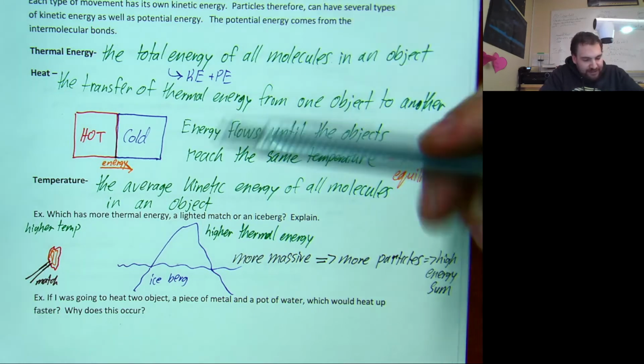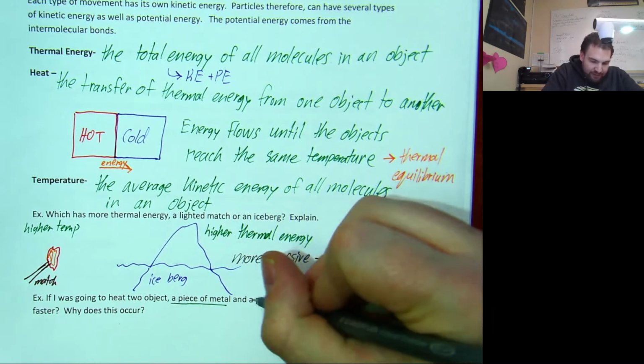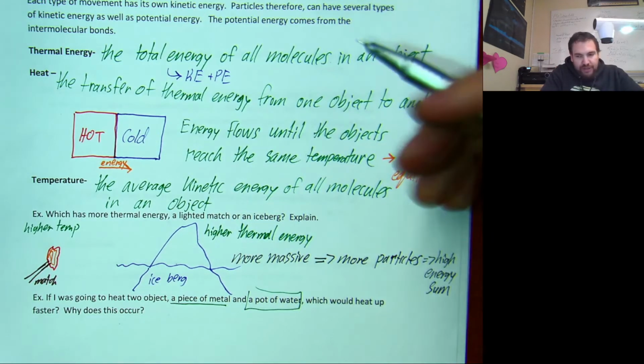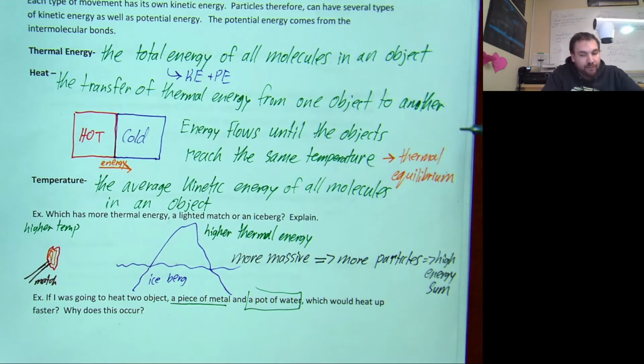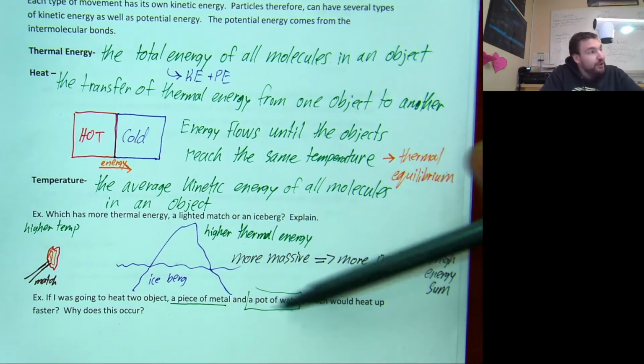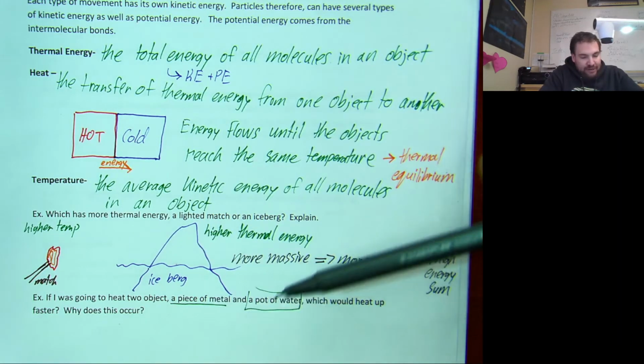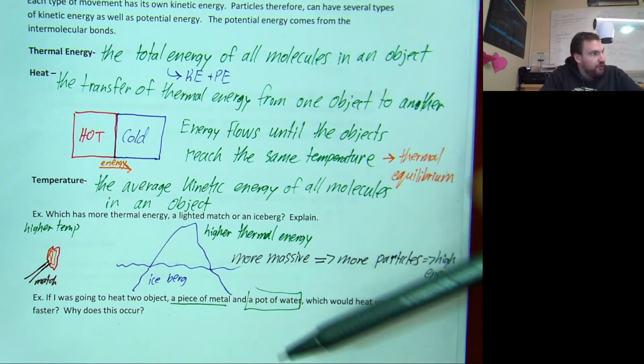Which gets us into what's going on on the next page. If I was going to heat two objects, one a piece of metal and the other a pot of water, which would heat up faster, and why do you think that would be? Let's assume the piece of metal and the pot holding the water are made of the same material. You don't care about the pot heating up. You care about the individual piece of metal and the pot of water. Which one of those is going to heat up first?